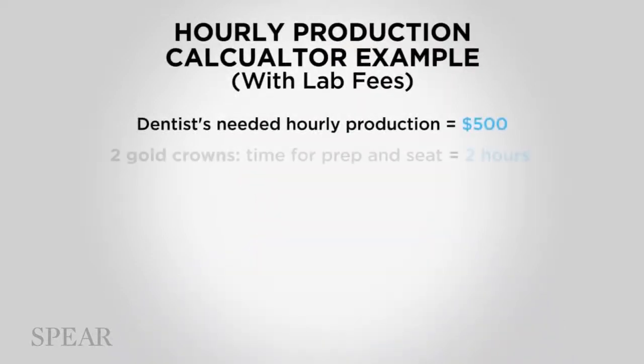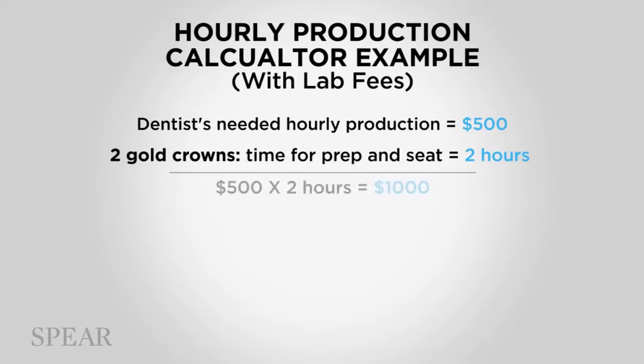Laboratory-based procedures get a little bit different, because with lab-based procedures, you really got to factor the lab fee in. So let's just take a simple one. Let's just take 2 gold crowns, and let's say that it takes you 2 hours, both in total, to prep and seat these posterior gold crowns. So you got 2 hours into it, and you need $500 an hour. Simple. You got to get $1,000 for those 2 gold crowns, but there's a lab fee there.